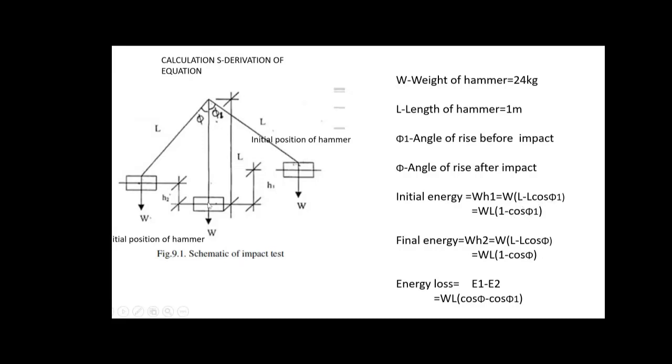Now, after it is released, it will hit the specimen kept here, and some energy is absorbed by the specimen during its plastic deformation, and the remaining energy will be possessed by the hammer, and it will come to a next position, say, which is H2 distance from the free position. That is, H2 will be lower than H1.